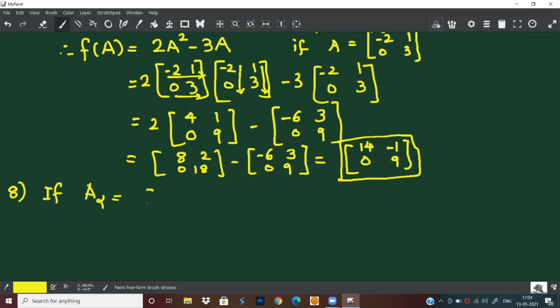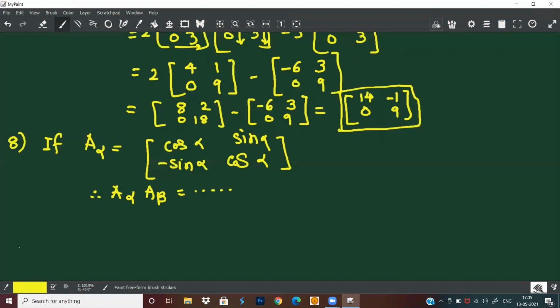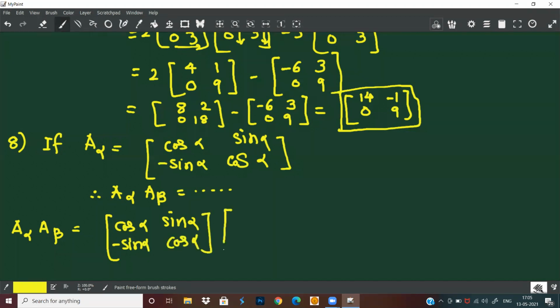If A alpha is cos alpha, sin alpha, minus sin alpha and cos alpha. In MCQ, they ask you A alpha, A beta, and there were four options. You just find A alpha into A beta. For A beta, you will have to replace alpha by beta.